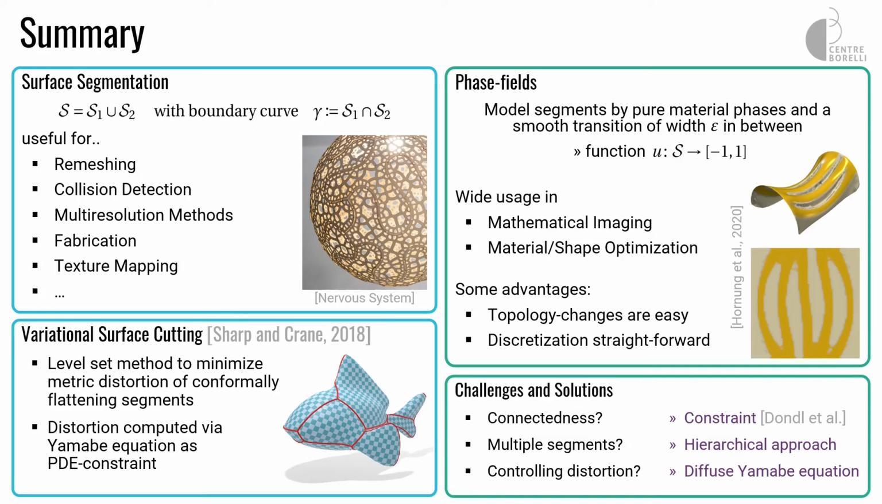But if I want to apply this phase field method to my surface cutting here, some challenges come up. Topology changing is nice, but I maybe want to have some control of my topology. For example, I want to cut my surface into two connected parts, because I just want to have two parts that I assemble at the end, or I want to control the number of parts. If we want to do multiple segments, what we did here was a hierarchical approach. You first segment your surface into 2 parts, then 4 parts, then 8 parts, and so on. Another question is how we can integrate this distortion into this framework. These are some very nice different challenges that we worked on, and maybe I'll just focus on one of them, this connectedness thing, because I think this is pretty cool.